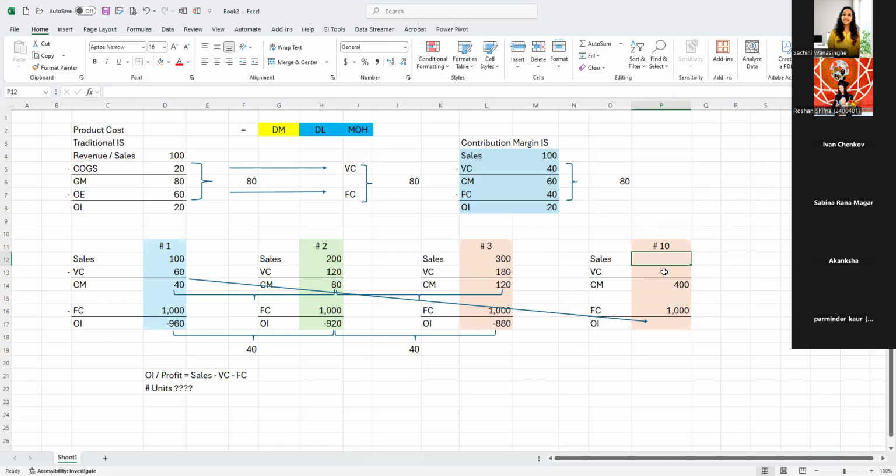Now let's see. If I sell 10 units, how much will my sales be? $1,000. How much will my variable cost be? 600. How much is my contribution margin? 400. So what's going to happen now with my loss, comparing selling one unit to selling 10 units?